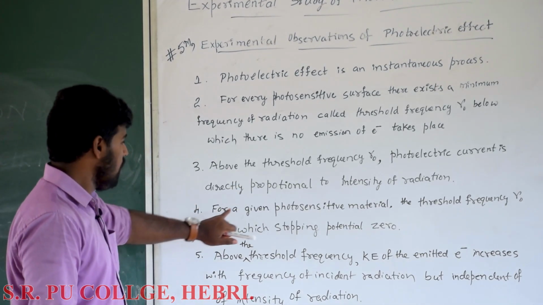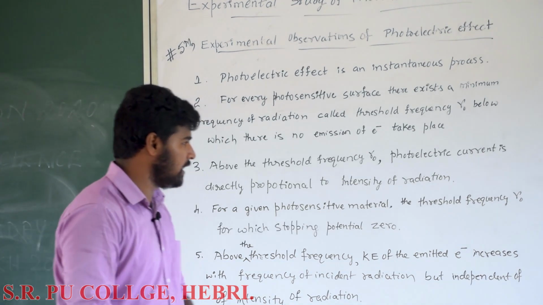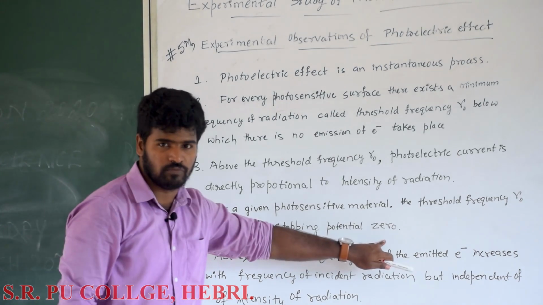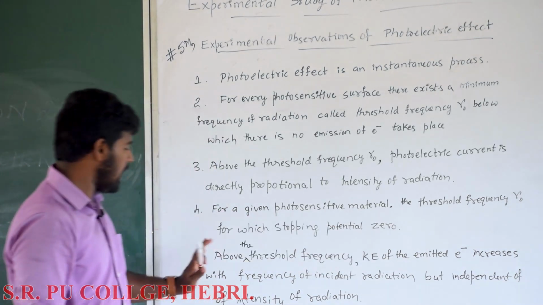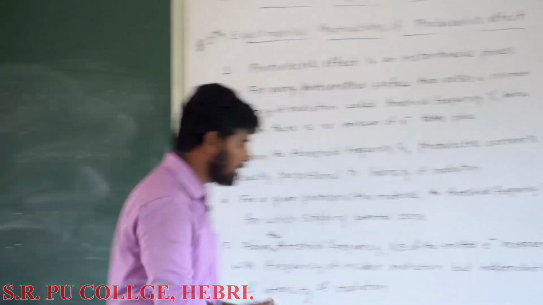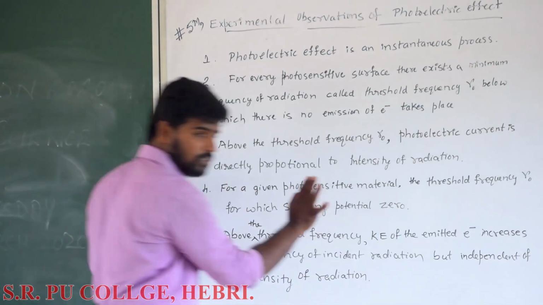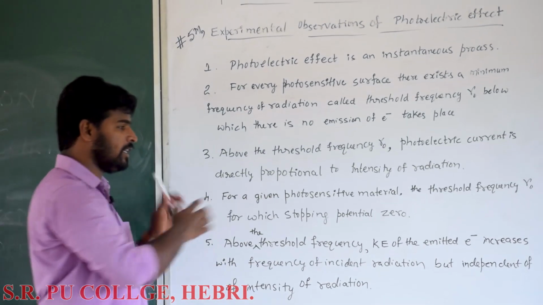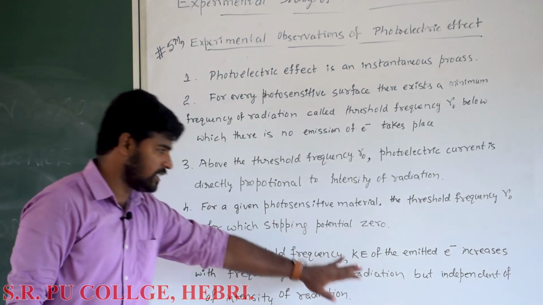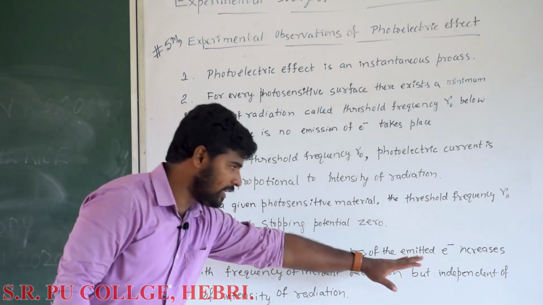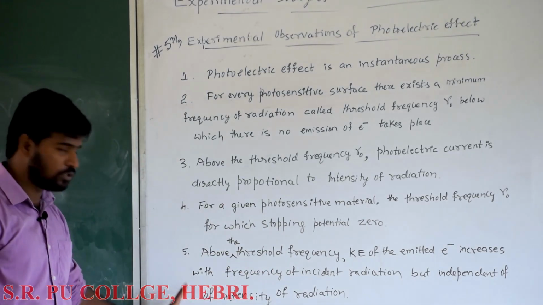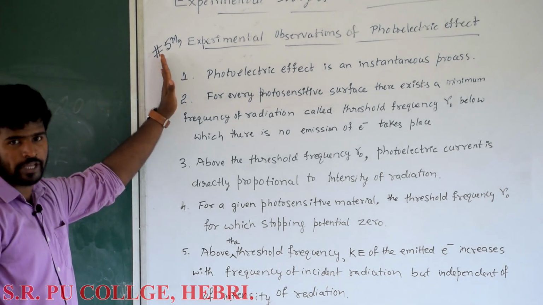The fourth one: for a given photosensitive material, there is a threshold frequency mu naught for which the stopping potential is 0. Already explained. As well as the fifth one: above the threshold frequency, the kinetic energy of the emitted electron increases with the increase in the frequency of incident radiation. But very important, it is independent of the intensity of radiation. These are very important 5 observations for a 5-mark question in the board exam.